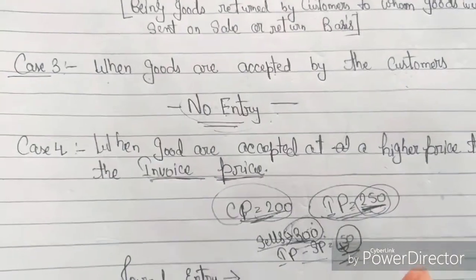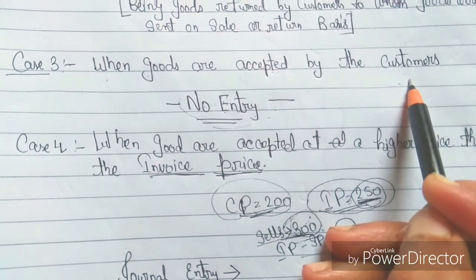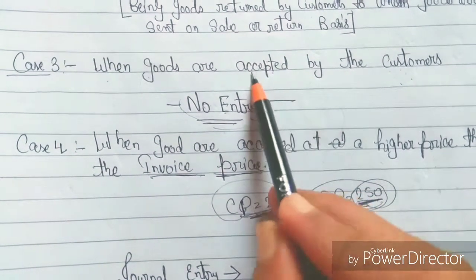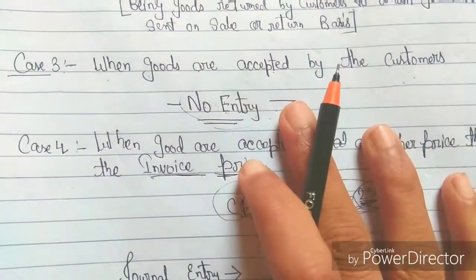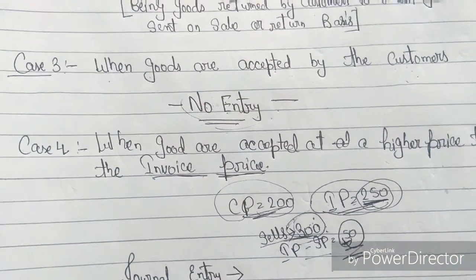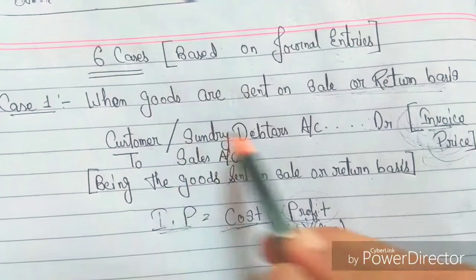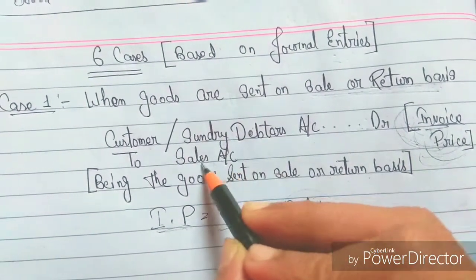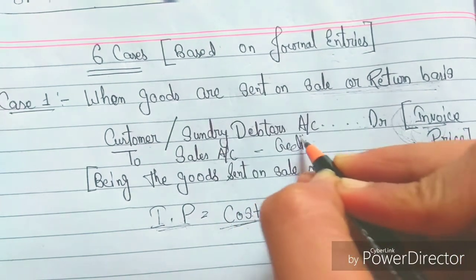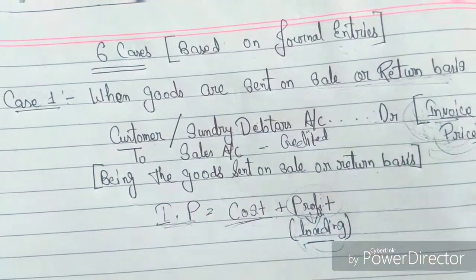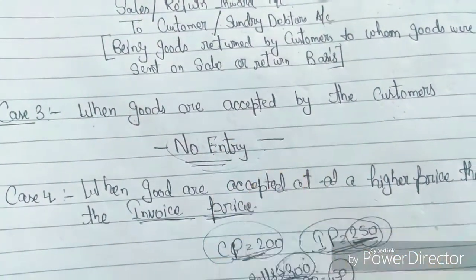Now case 3 is when goods are accepted by the customer. Suppose that the goods are accepted by the customers. So in this case we will pass no entry, means no entry will be passed. Why? Because when we sent the goods in case 1, we had already passed the sale entry. That means that sales account is already credited. So we are not going to credit it again. That's why when goods are accepted, no entry is passed.